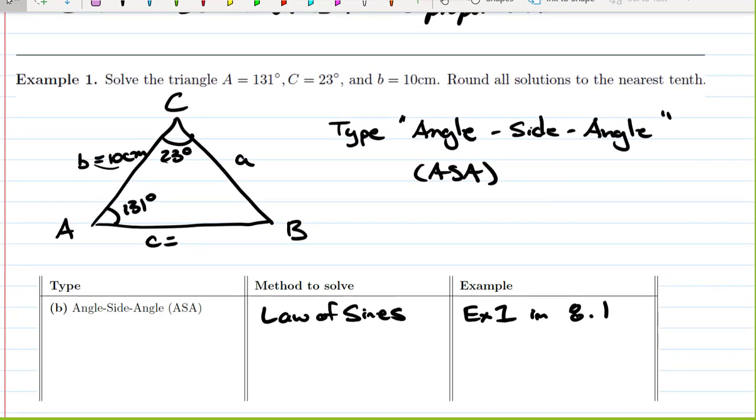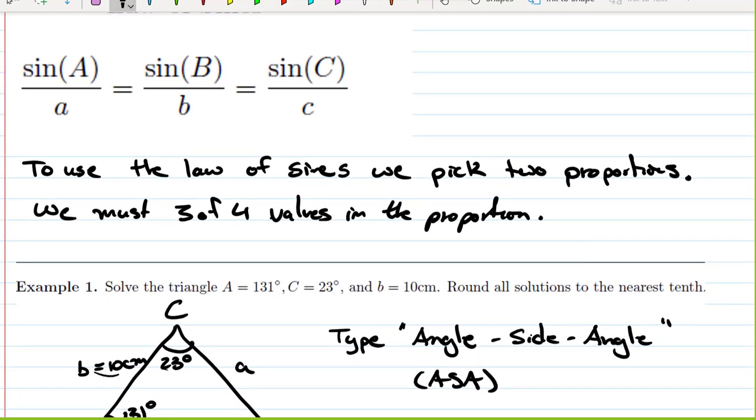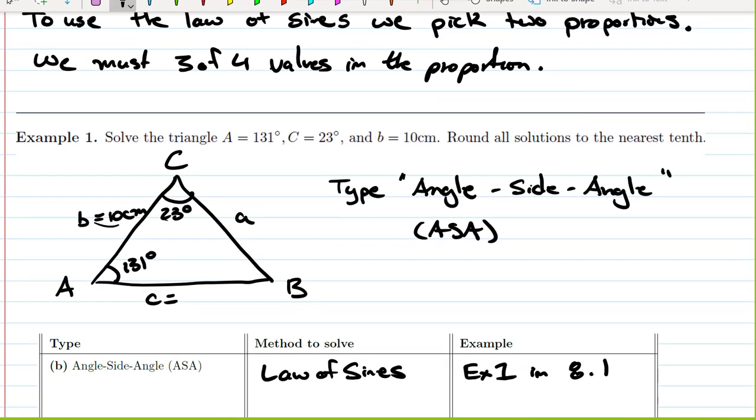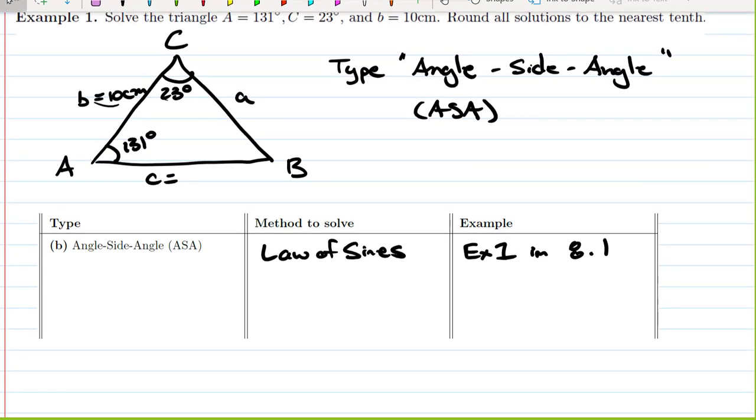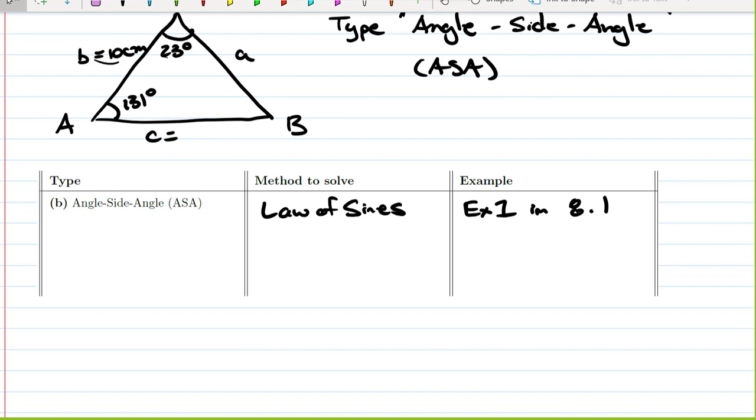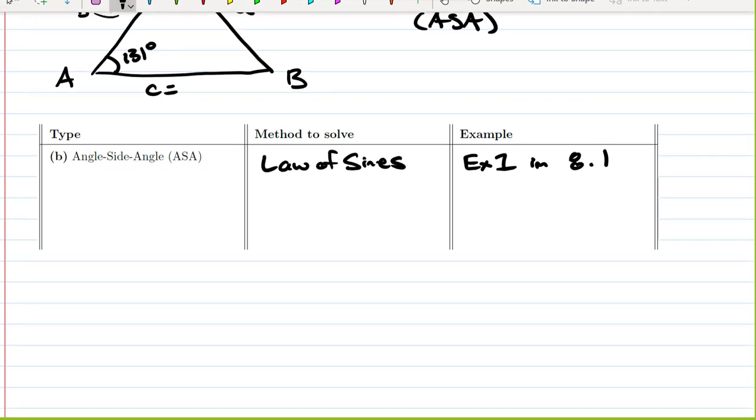Well, when you have angle side angle, basically we're looking at this and we need to figure out, well, which ones do we know? Well, we know side B, so in our proportion we're going to have to use B, but we don't know angle B. So we can always solve for angle B using the fact that the sum of the angles in a triangle is 180 degrees. So the first step that we're going to need to do is 1, we're going to find the missing angle.